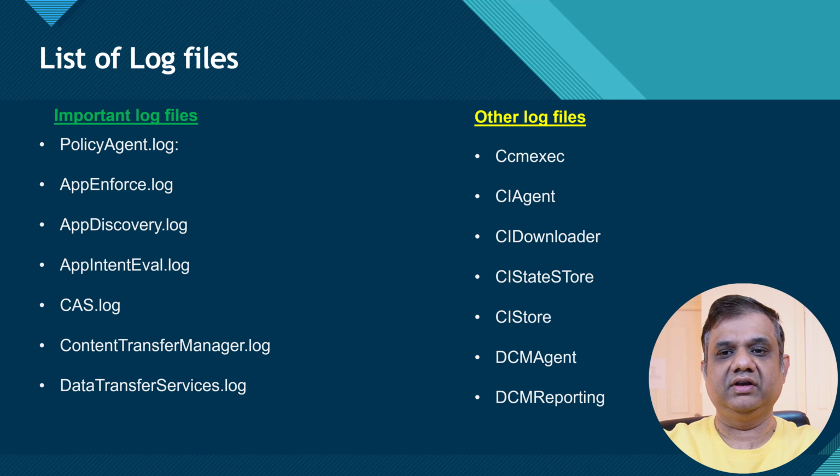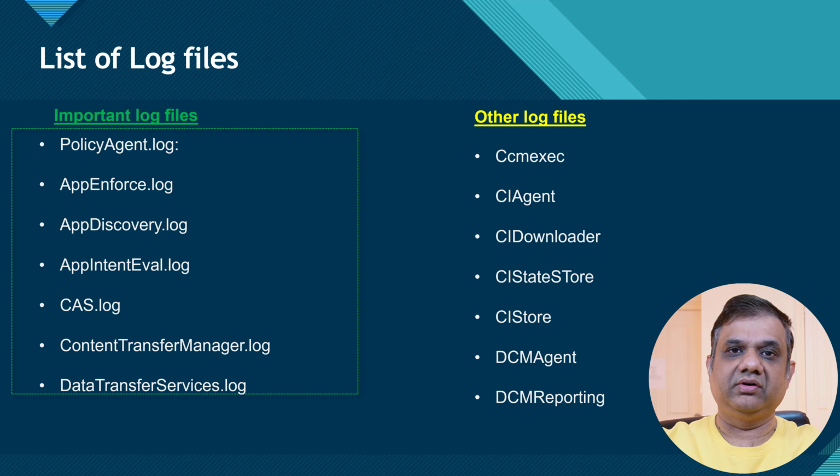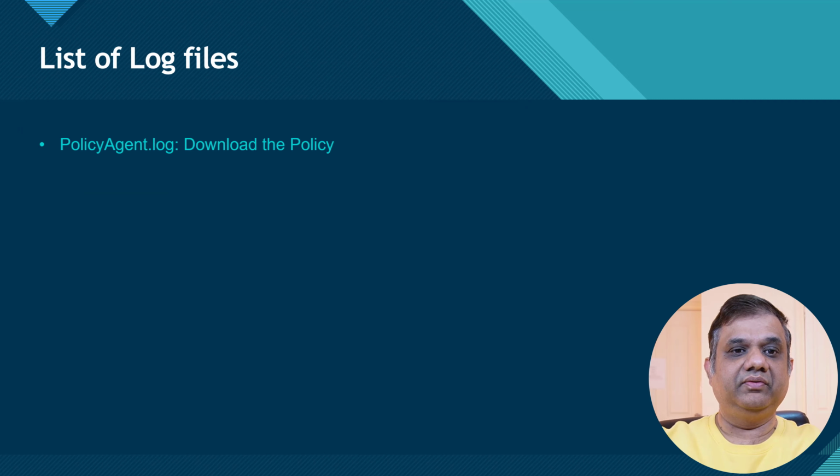As you can see on the screen, I am not going to repeat what is written on the screen. But I would say the most important major log files are what you see on the left hand side, from PolicyAgent to Data Transfer Services. I'm not saying the log files on the right hand side are not important, but 80 to 90% of the time, you will be focusing mainly on the log files on the left hand side. So I will be focusing on these log files, which are very important. Okay, so before showing you the flowchart, let's understand what each log file means.